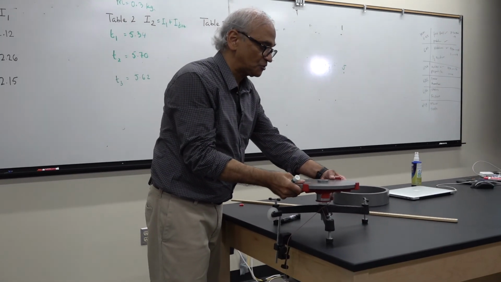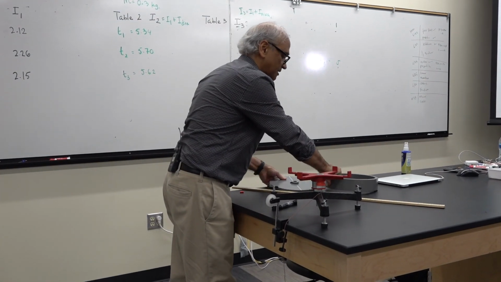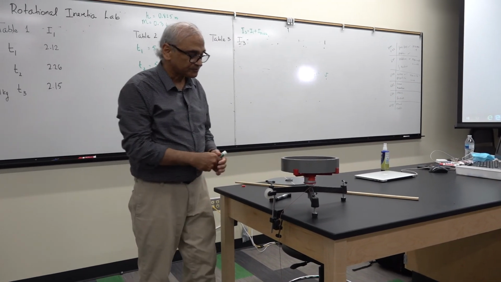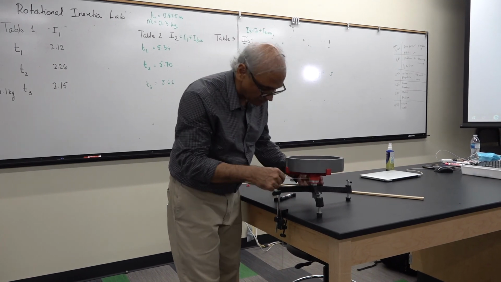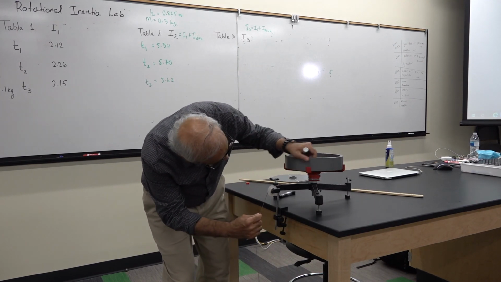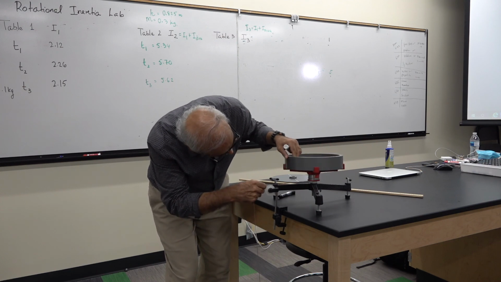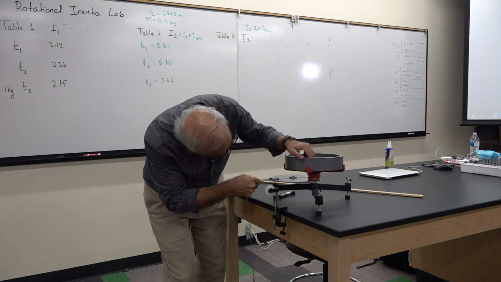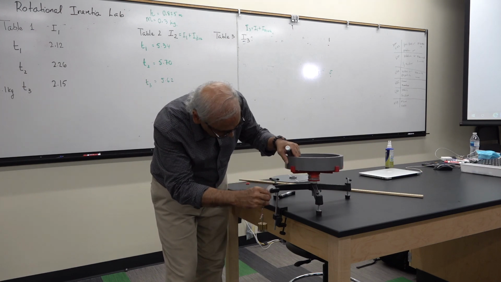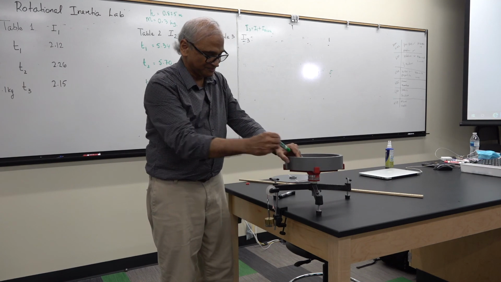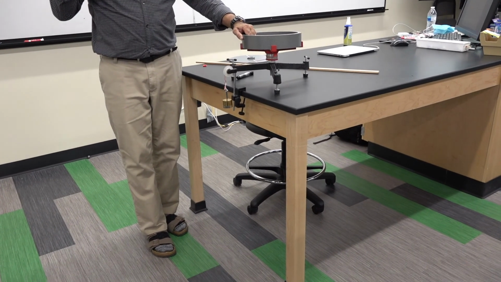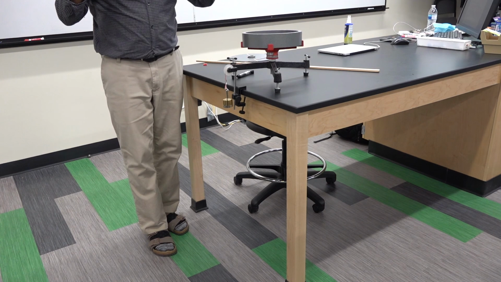What I'm going to do is take the disk off and replace it with the ring, and we'll do the same procedure. Hopefully I'll not have any catch here. I have to wind it properly. Okay, I think we're okay. We're ready to go. So count 1, 2, 3.